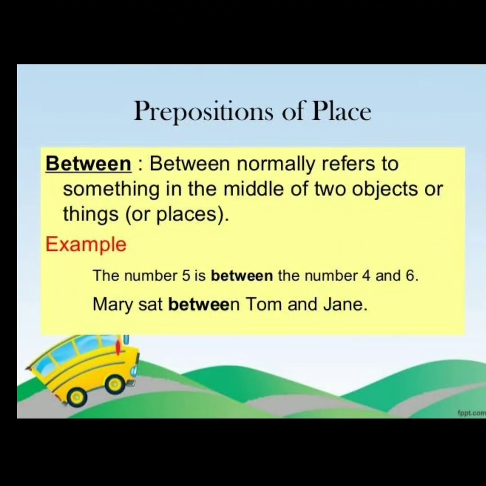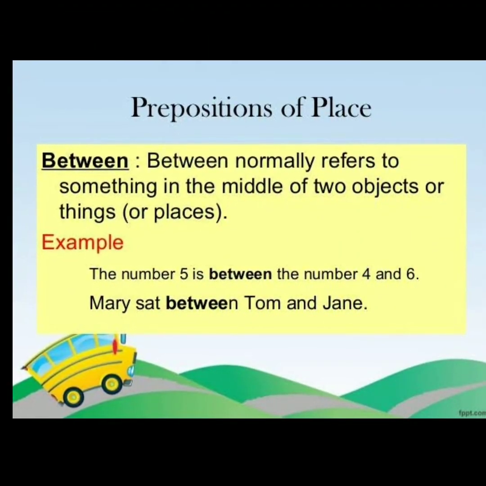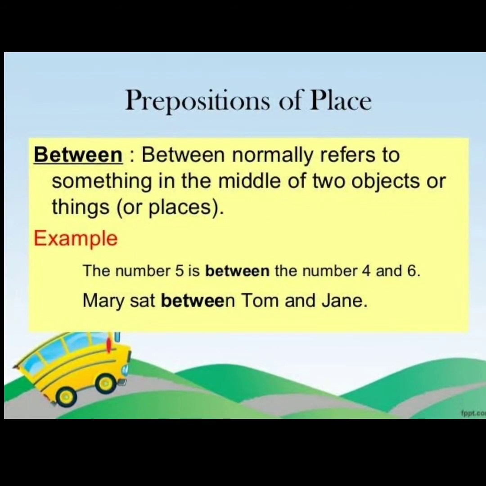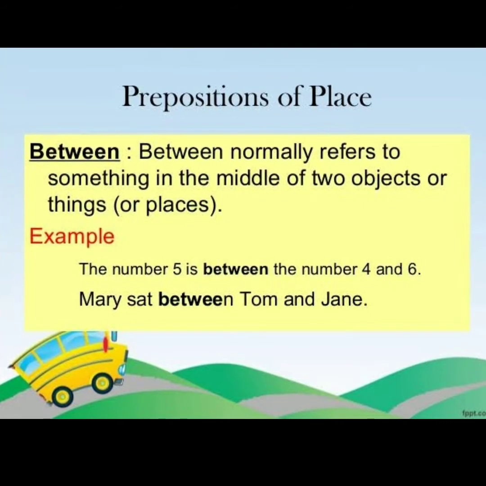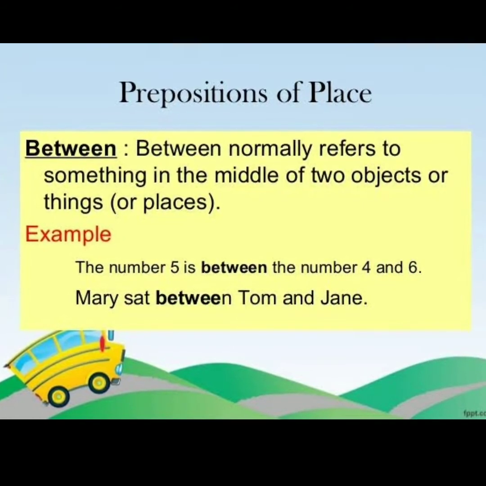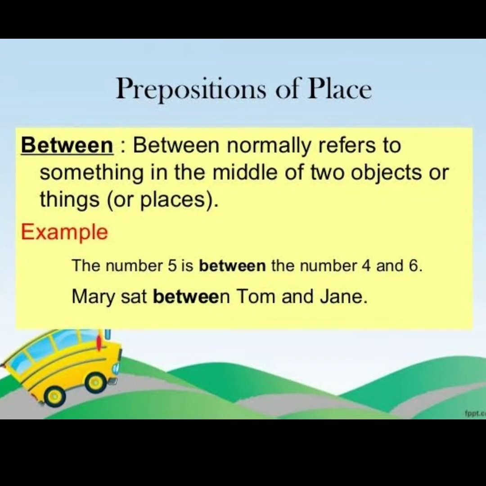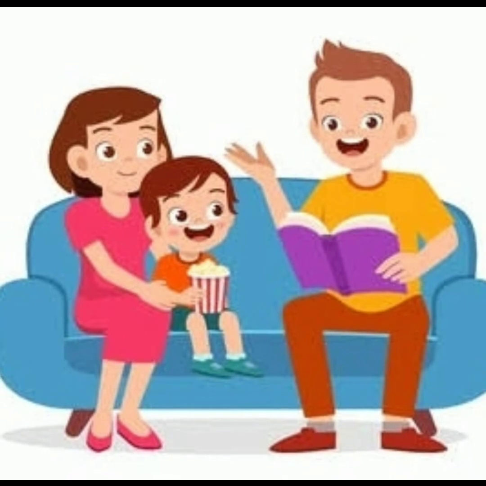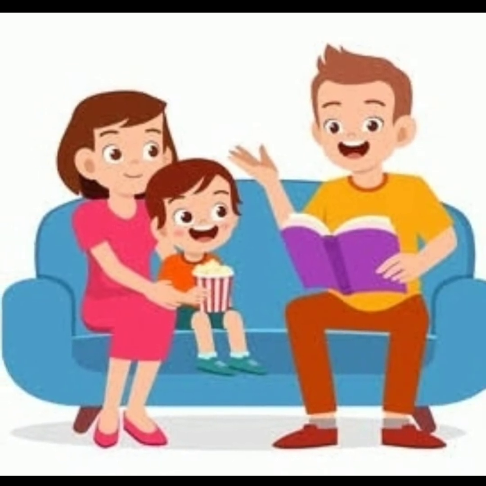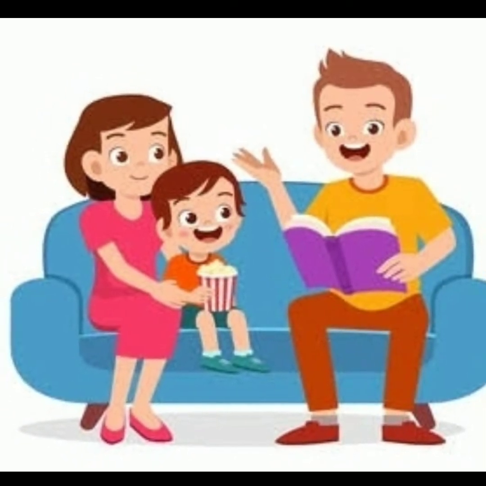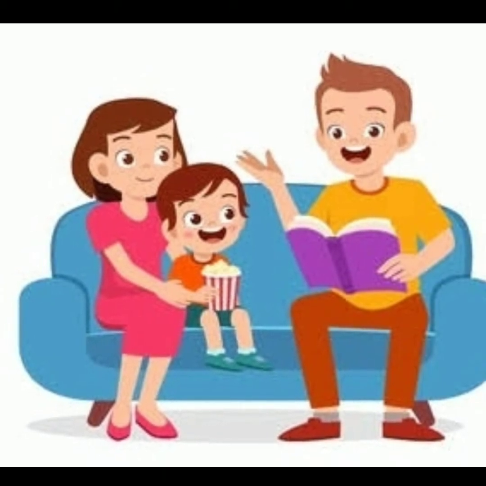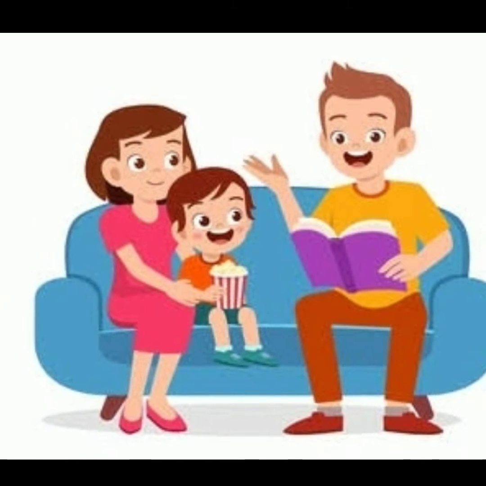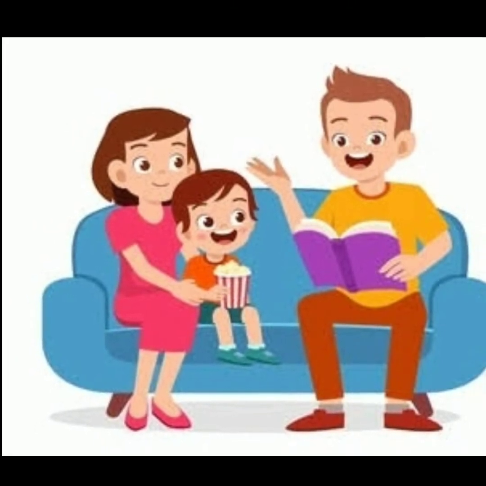The preposition between refers to something or someone in the middle of two objects or persons. For example, number 5 occurs between 4 and 6. Mary sat between Tom and Jane. The child was sitting between his parents. Here, the word parents refers to two persons, mother and father. So we use between. The child was sitting between his parents.